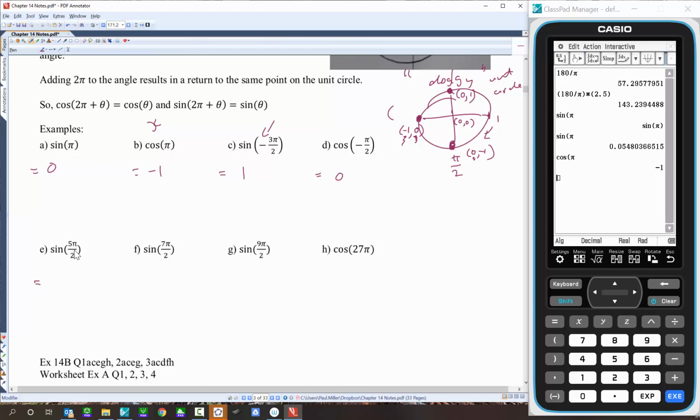All right, it takes a bit of practice, so be patient with yourself. Okay, we want the sine of 5 pi on 2. So where is 5 pi on 2? I'm at 0. This is pi on 2, 2 pi on 2, 3 pi on 2, 4 pi on 2, or 5 pi on 2. So this is where I am.